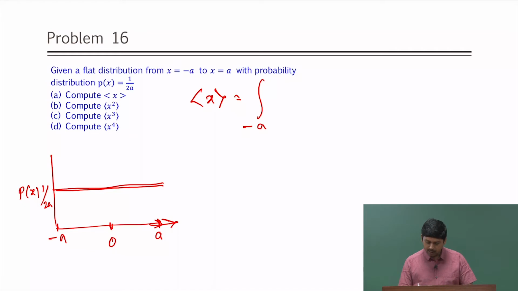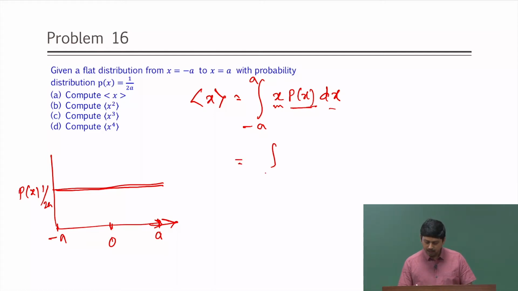The range of x is from minus a to plus a, and the average of x is nothing but the integral of x times p(x) dx. So, this is the formula. The reason is that any quantity for which we are going to take the average has to be weighted by the probabilities of obtaining it, and dx is for the integration sign.